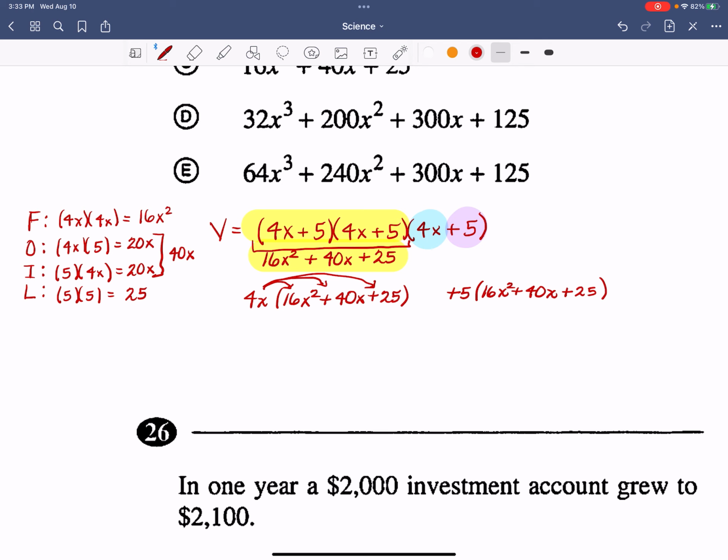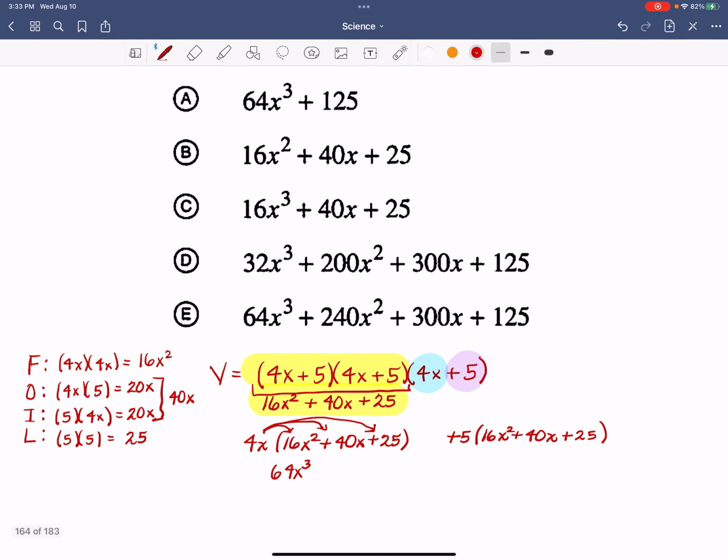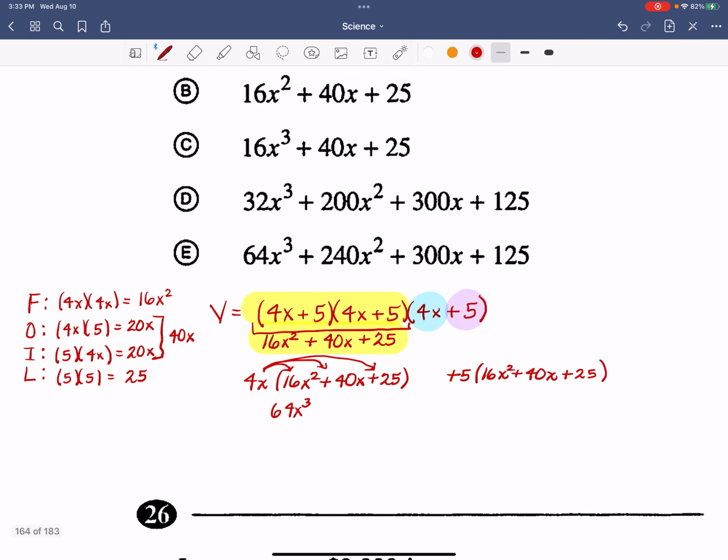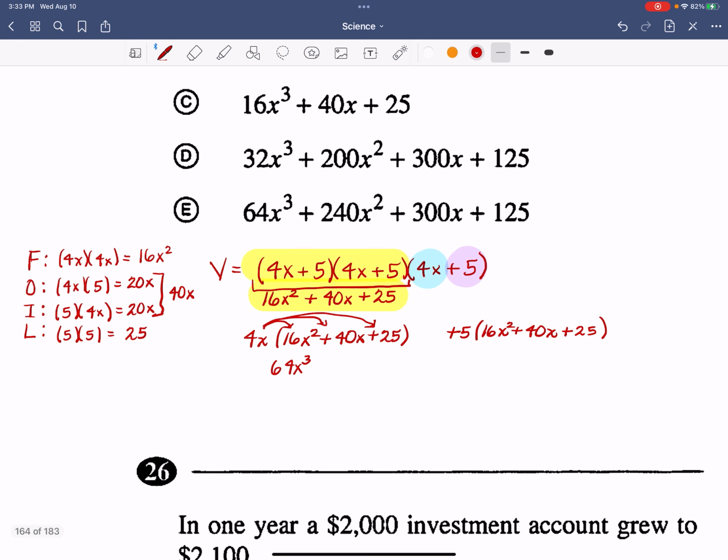So 4 times 16 is what? 64. x squared. Nope, sorry, x to the third. I can stop right here if you look at your answers. No, I can't. Sorry. Thought I was going to get by with it. 4x times 40x would be 16, a 0, and 2 x's, 160x squared. And then 4x times 25 would be 100, and then 1x.